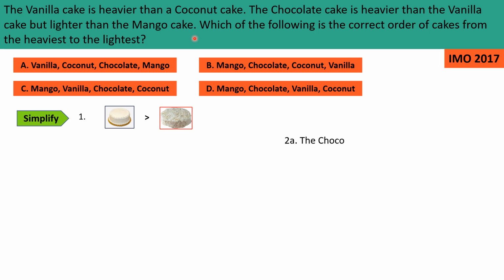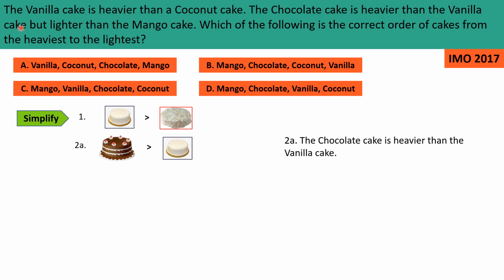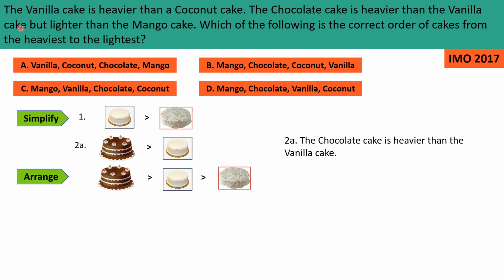2a, the chocolate cake is heavier than the vanilla cake. Chocolate cake is heavier than the vanilla cake. Next comes arrange. Among the three, chocolate cake is the heaviest one, then comes the vanilla, and coconut is the lightest one. Now let's move to 2b.